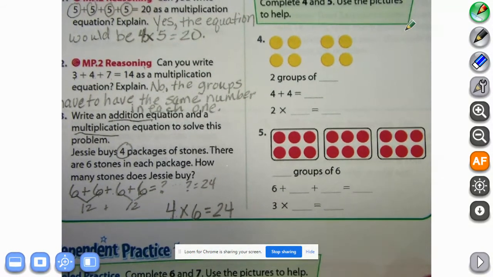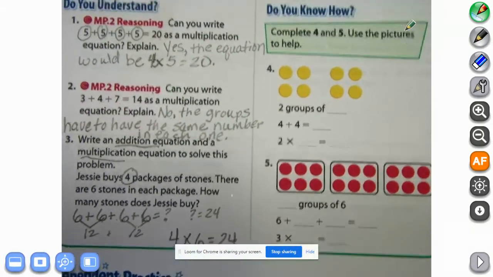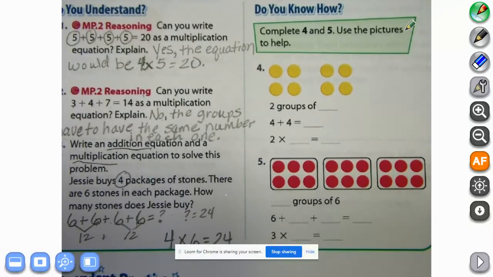So pause this at any point that you need to have time to get this written down. Don't move ahead without getting it written down, please.